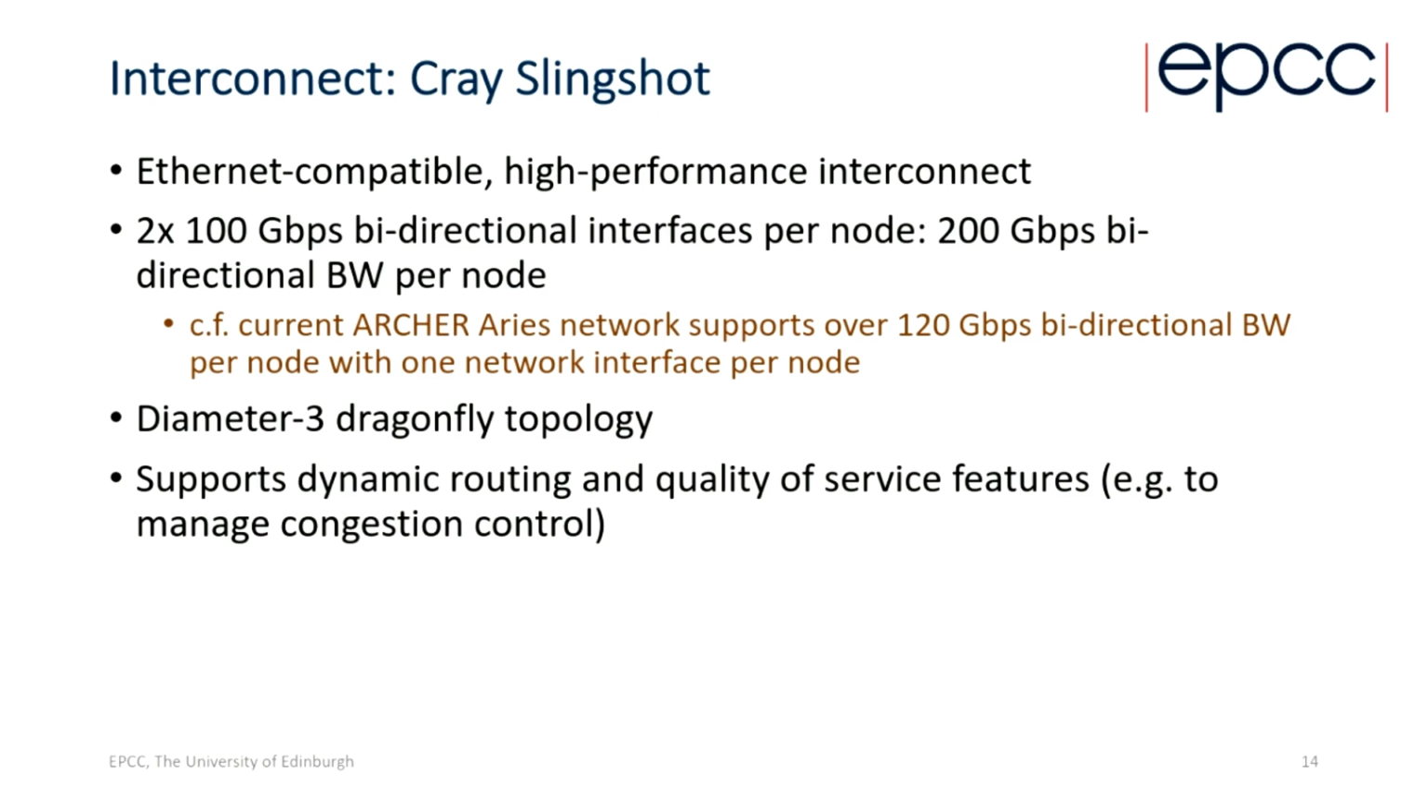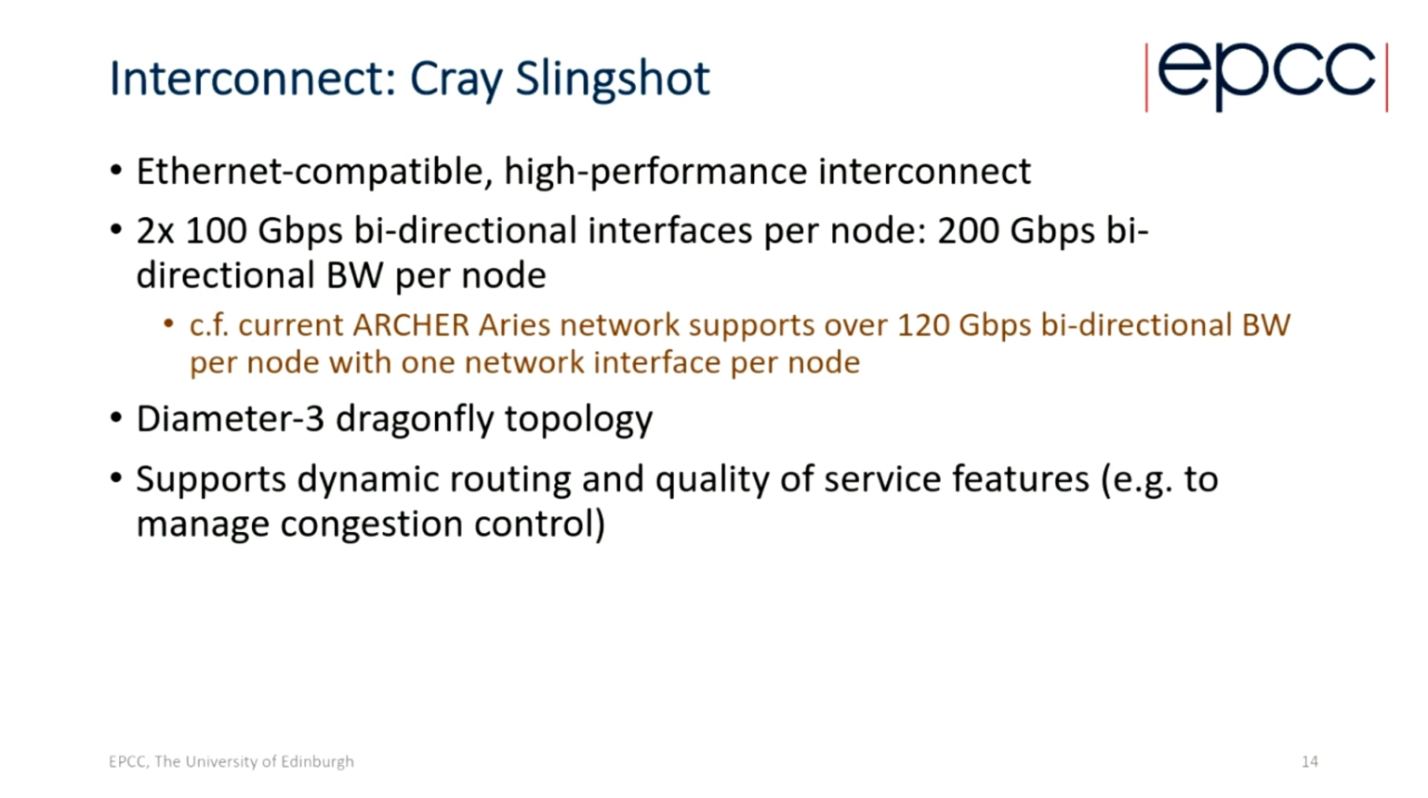So the interconnect's the Cray Slingshot interconnect. The interconnect on Archer is based on ARIES, which is Cray proprietary technology, and the interconnect on many other HPC systems is based on InfiniBand. The Slingshot interconnect is an Ethernet-based interconnect instead, supposedly a high performance Ethernet-based interconnect.